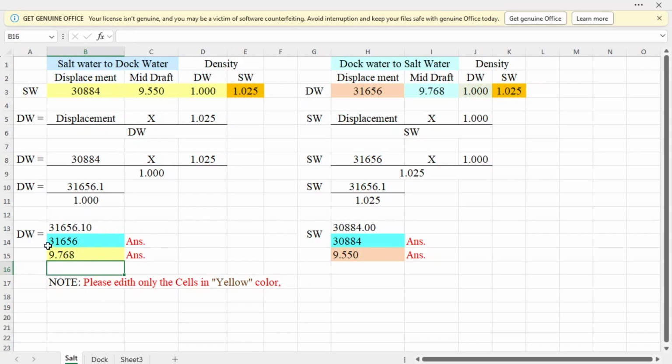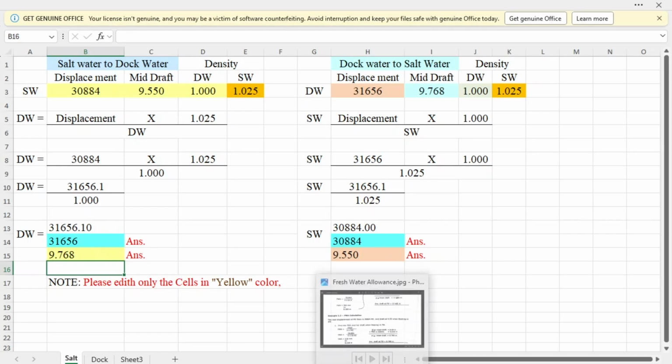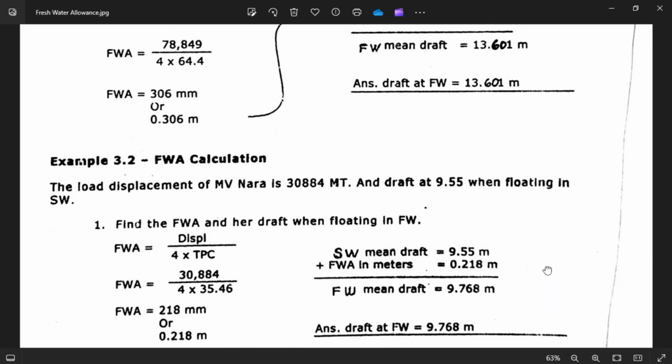So let's check, guys, if we have the correct freshwater draft of 9.768. And the draft you have here is 9.768. Okay, so this is manual computation to get your freshwater mean draft from salt water. Your freshwater mean draft is 9.768. You just add this freshwater allowance, which is 0.218, and derive it from this formula.